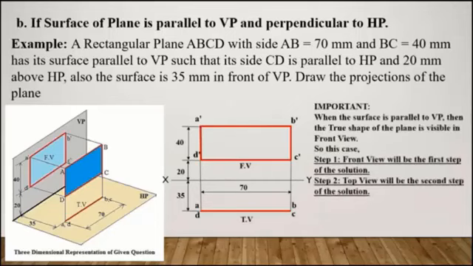Important note here, when the surface is parallel to VP, then the true shape of the plane is visible in front view. So for this case, front view will be the first step and top view will be the second step. Now this was all about your case number 1.